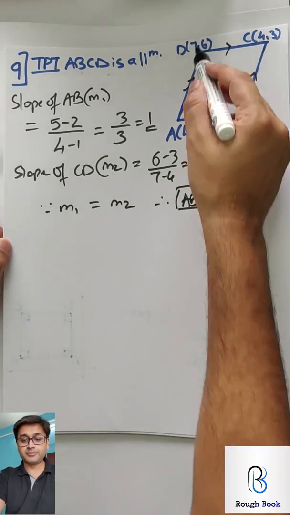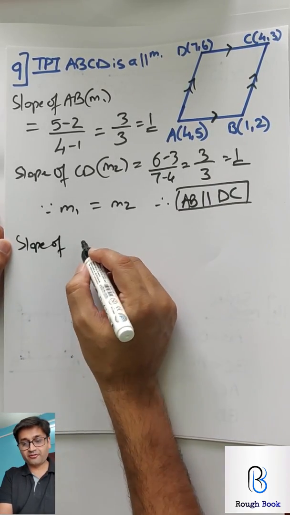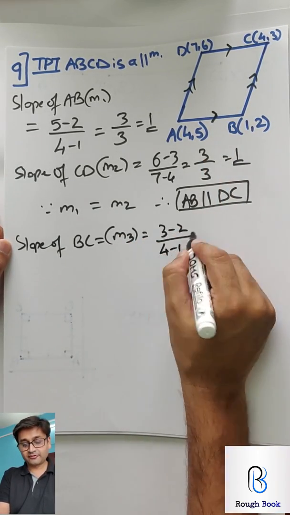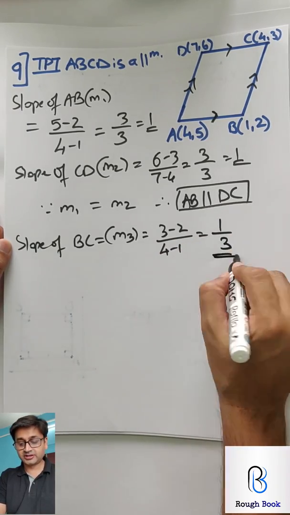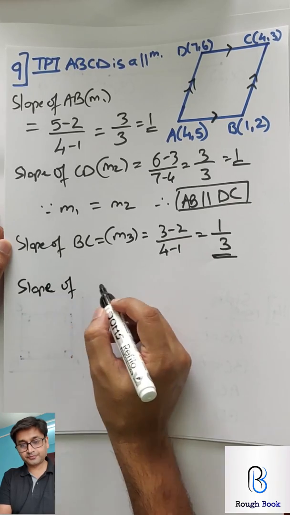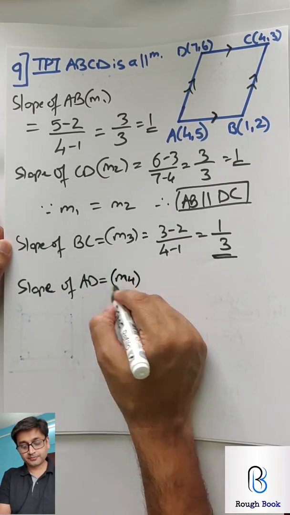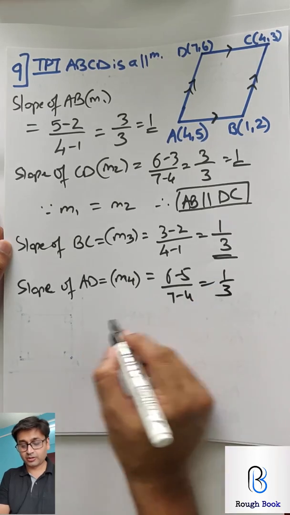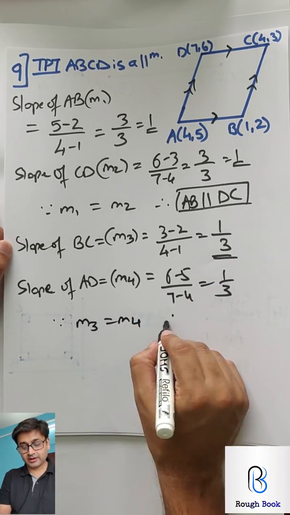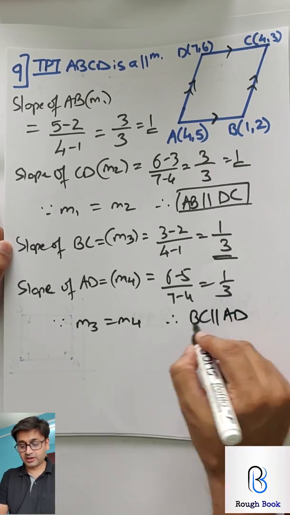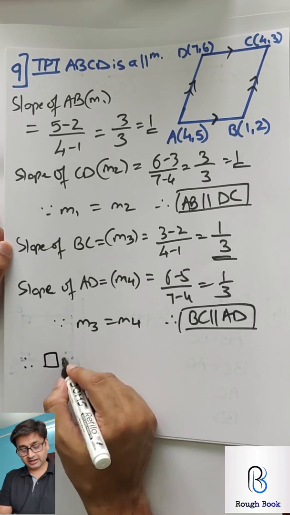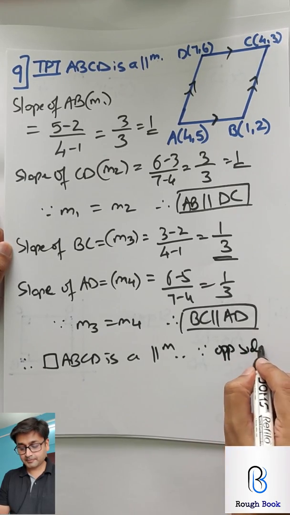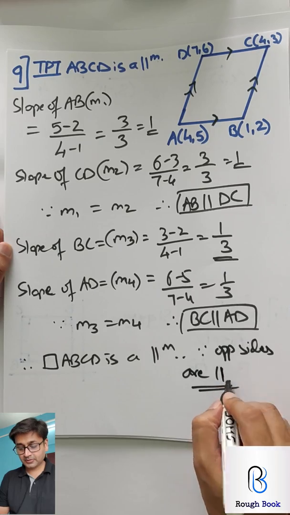Again 2 more times and prove that BC is parallel to AD. So slope of BC, that is M3, this one. So that will be 3 minus 2, 4 minus 1. So 3 minus 2 is 1, 4 minus 1 is 3, so 1/3. Likewise slope of AD, that is M4. So this one, so I will get it as 6 minus 5 and 7 minus 4, again 1/3. So since M3 is equal to M4, therefore BC is parallel to AD, and therefore we can say that quadrilateral ABCD is a parallelogram since opposite sides are parallel. Did you manage to get this?